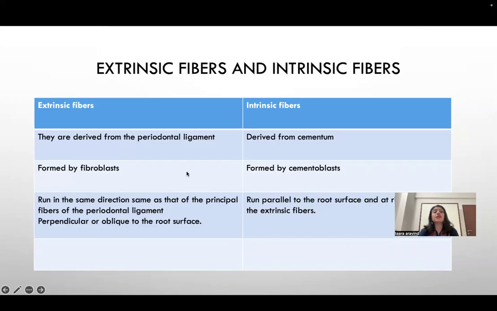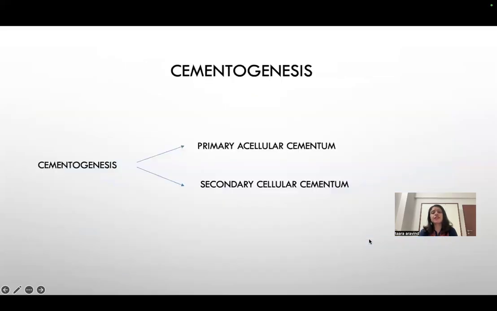And if the collagen fibers are formed by the fibroblasts of the periodontal ligament, then we call them extrinsic fibers. The orientation or the direction in which these fibers run differs. Extrinsic fibers run in the same direction as the principal fibers of the periodontal ligament, that is, perpendicular or oblique to the root surface. Whereas intrinsic fibers run parallel to the root surface at right angles.